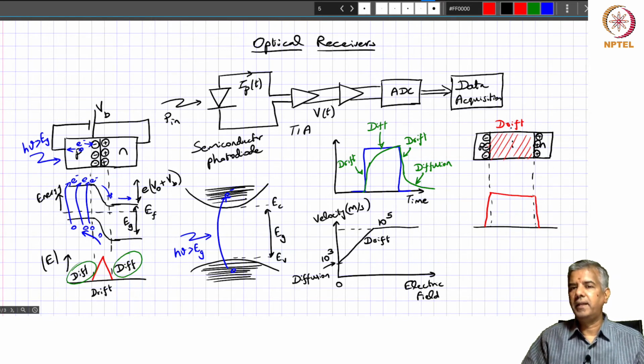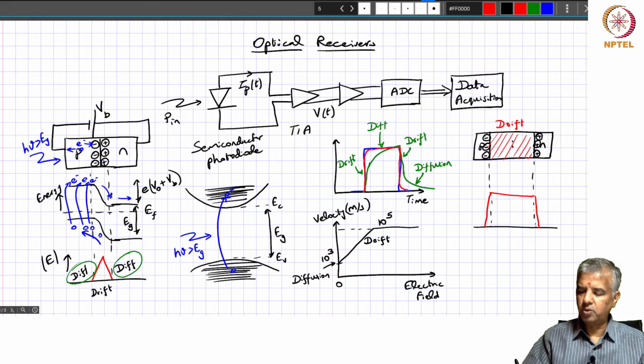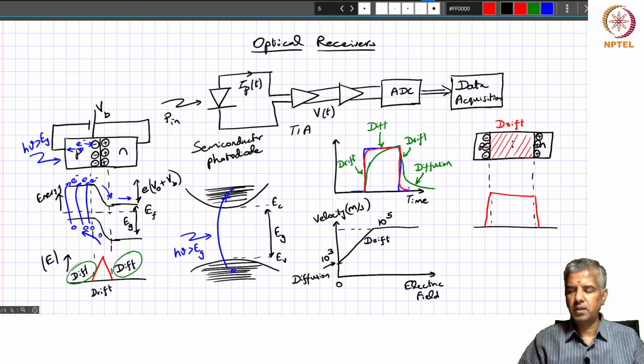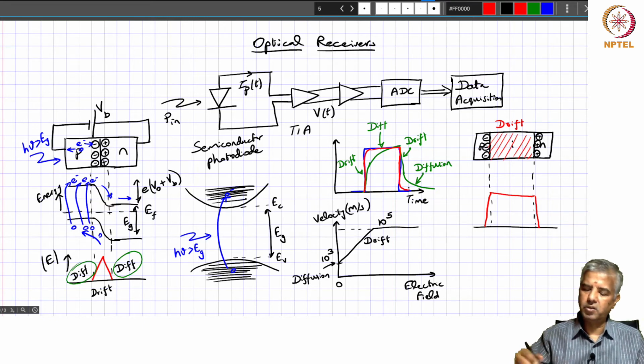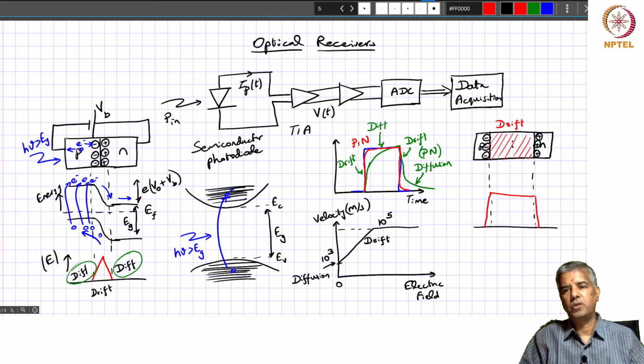Okay, and because of that, when you look at your overall response, your response is going to be something like this. It's going to be much faster compared to the response that you get from a PN junction diode. So once again, what I'm showing in green corresponds to a PN junction diode, and whatever I'm showing in red corresponds to a PIN photodiode.